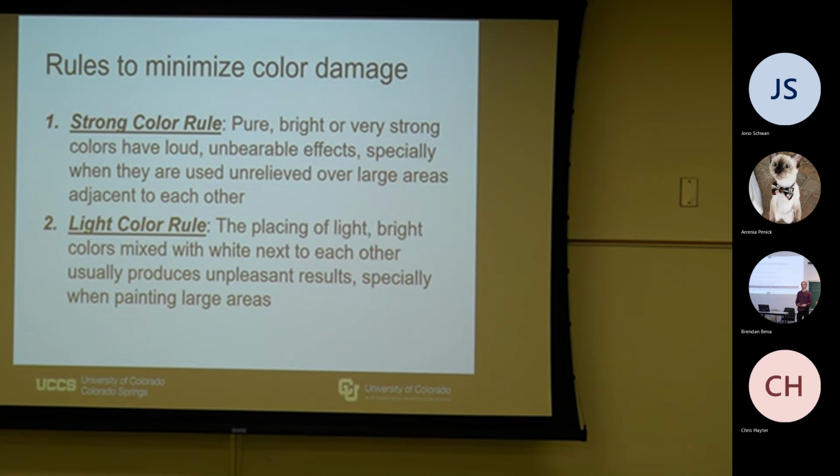So the principles to minimize color damage are these. First of all, pure, bright, or very strong colors have loud, unbearable effects, especially when they are used unrelieved over large areas adjacent to each other. This is what's called the strong color rule. The second is the light color rule. The placing of light, bright colors mixed with white next to each other usually produces unpleasant results, especially when painting large areas.